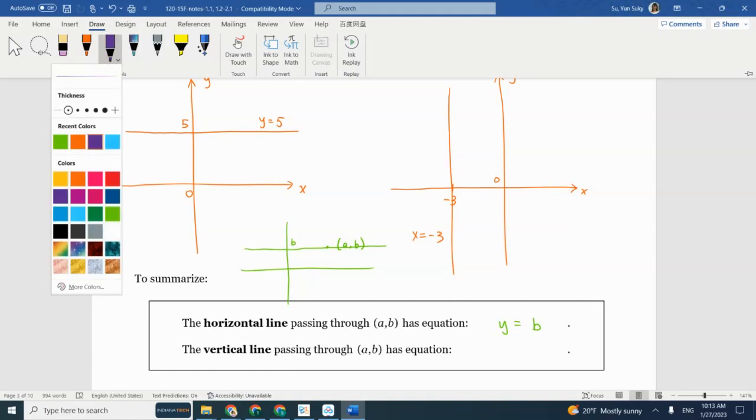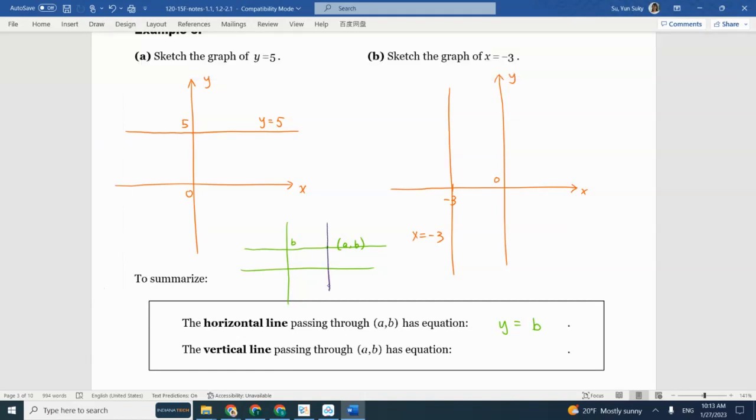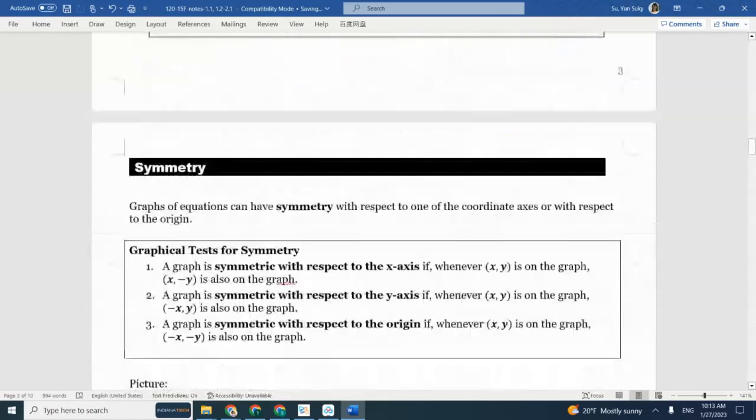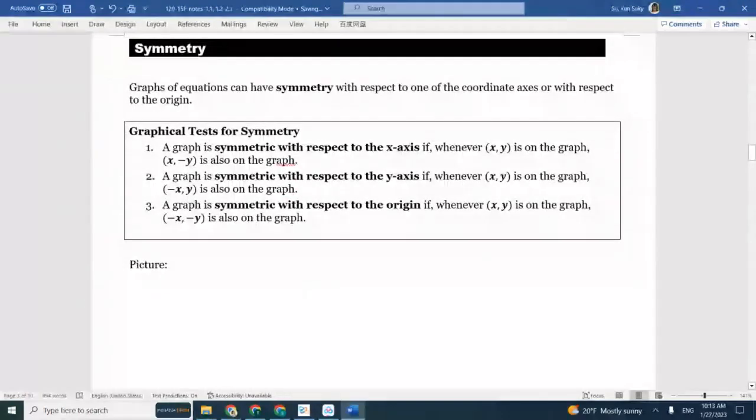Yeah, very good. So vertical line here, x equals a. Right? Any questions so far? They're all good? All right. Summary. Symmetry.